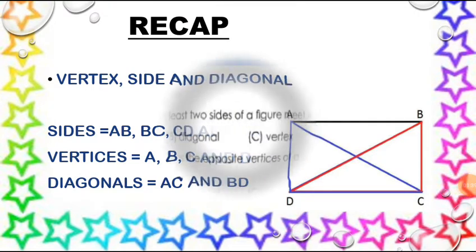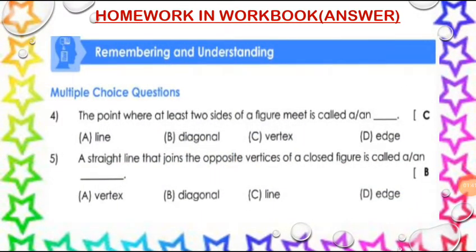Now, children, let's discuss the homework answers which are given in your workbook. Look at the fourth question. The point where at least two sides of a figure meet is called a dash. What is that? Yes, that is the vertex. So, option C is the right answer.